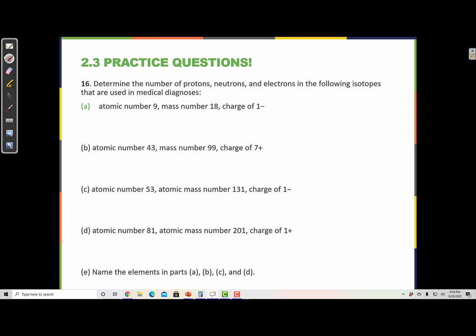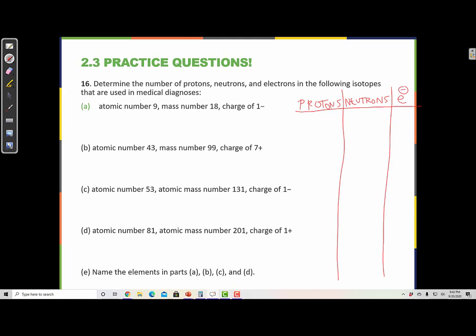Alright, go ahead and pause the video and give this one a shot. Determine the number of protons, neutrons, and electrons in the following isotopes that are used in medical diagnoses.